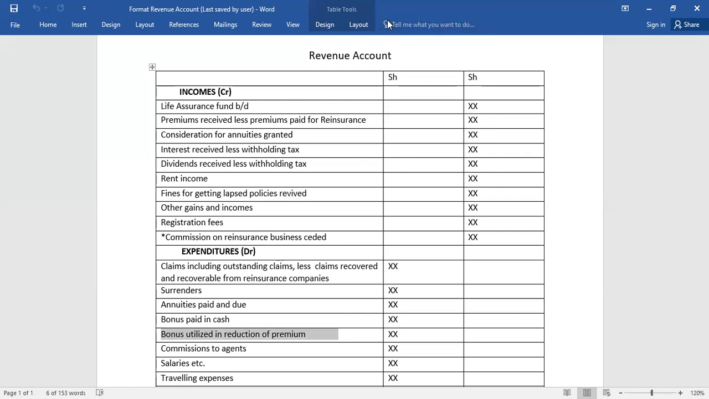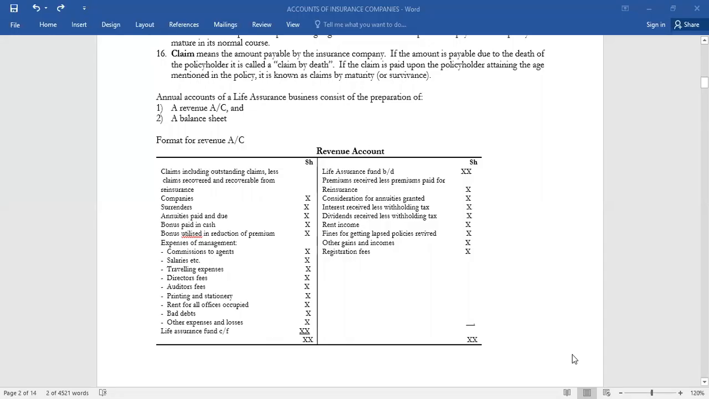If I take you back, I want to take you back. So you can see this item here, bonus utilized. Why is it not appearing? Now, what I'm trying to say is that it is on the debit side because it's an expense, and on the credit side, we normally show it by adding to the premium of the revenue account. It's supposed to be added here. I'll show that when we come to the examples. It's not indicated here. I think I need to indicate it for purposes of illustration.